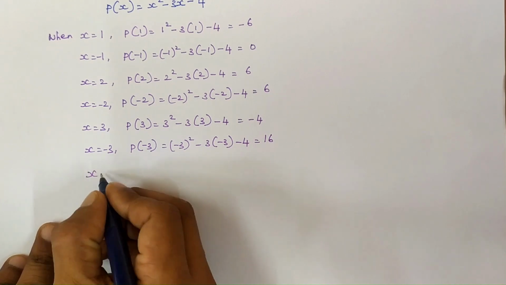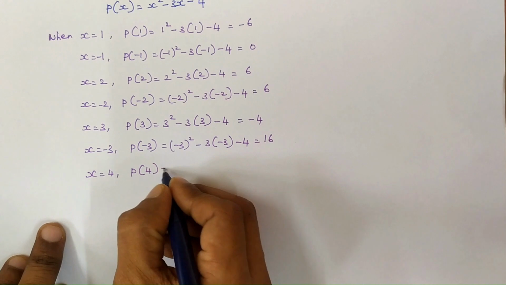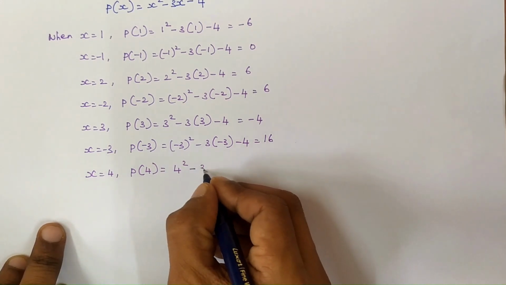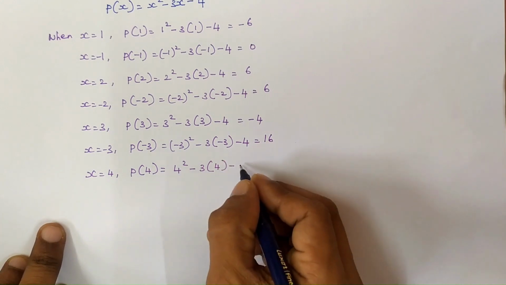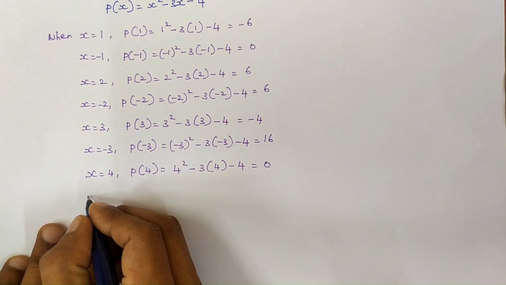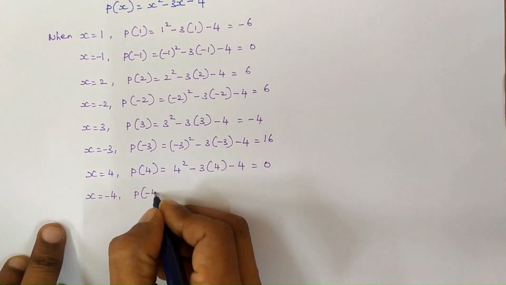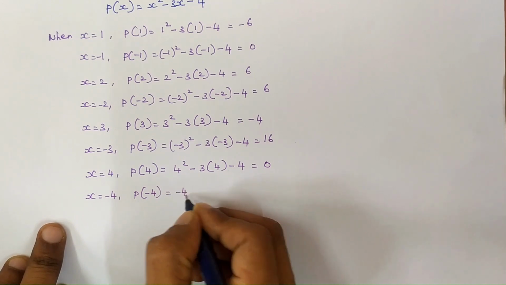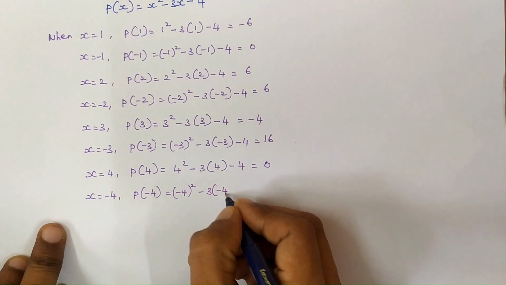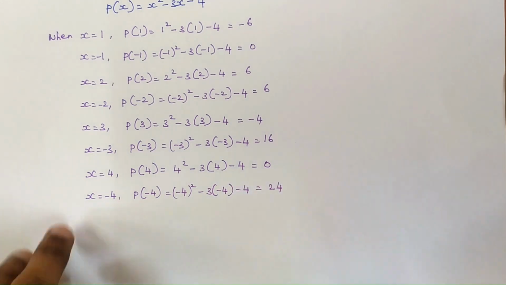When x is equal to 4, p of 4 is equal to 4 square minus 3 into 4 minus 4. So this becomes 0 again. When x is equal to minus 4, p of minus 4 is equal to minus 4 the whole square minus 3 into minus 4 minus 4. This is equal to 24.